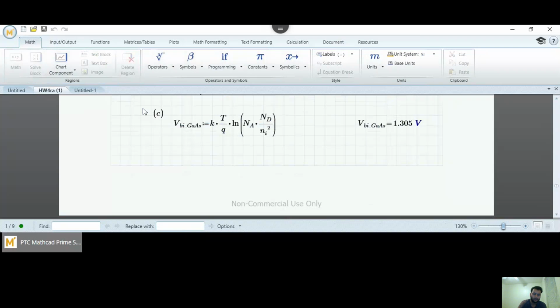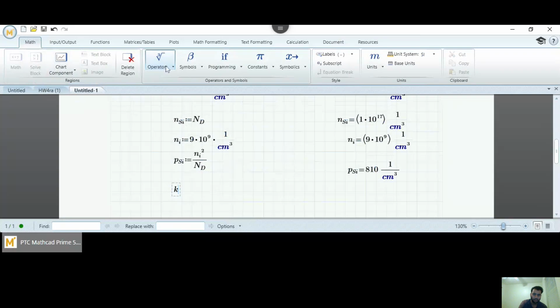To find the built-in potential for the silicon, this is the equation. Right now I'm going to write this equation. To write this equation, first I need to define the value of K. K is the Boltzmann constant, and the value of Q is the charge. Here we know the Na and Nd. Let me write this one here.